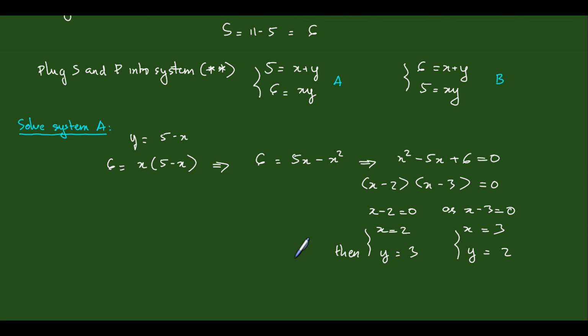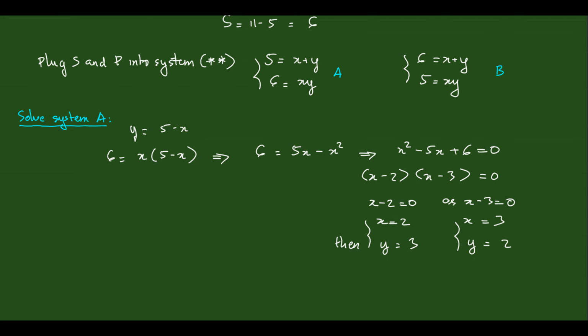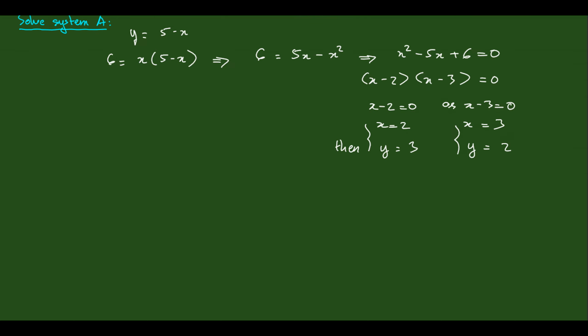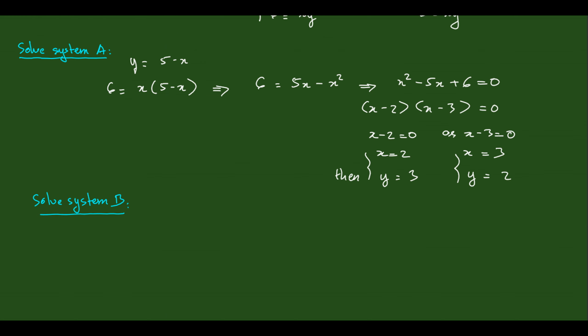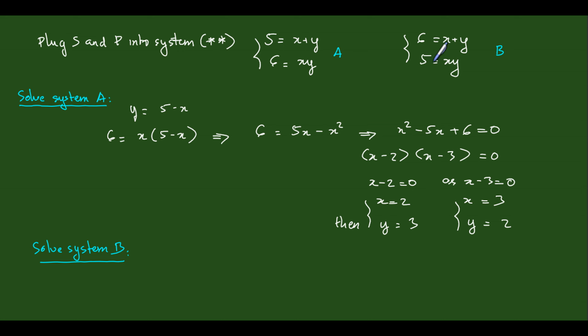Then you will have 2 points. Now we're going to solve system B. So this is system B right here. All right. I'm going to use the substitution method too. I'm going to solve for y in terms of x, so it's y equals 6 minus x, right?